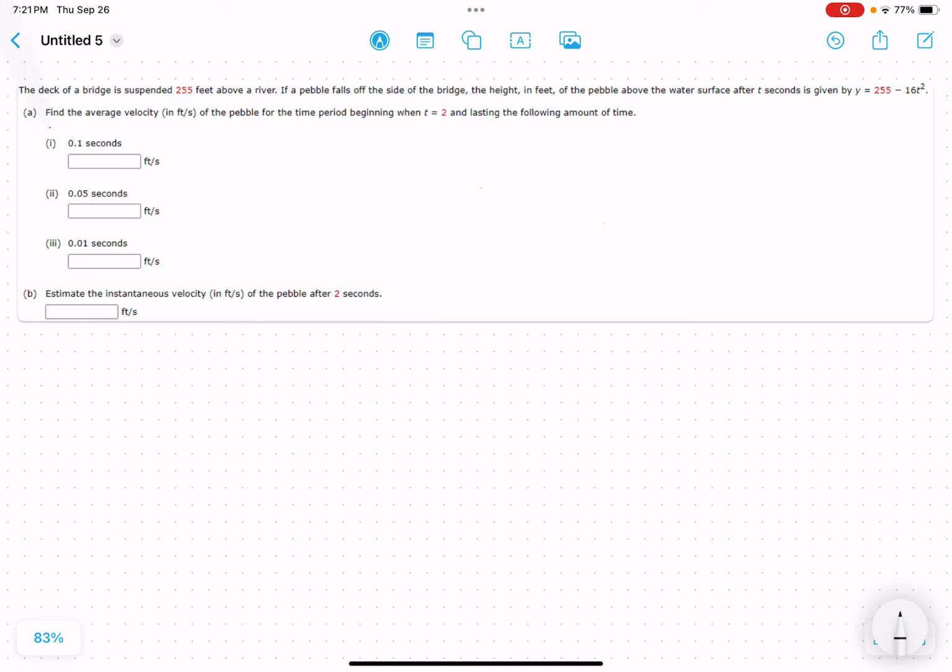To do part A, we're going to find the average velocity of the pebble for the time period beginning when time equals 2 and lasting the following amount of time. Starting off with the first equation, the first thing that you want to note is that there is an equation given over here in the top right, and you're going to be using this to plug in time equals 2. Time equals 2 is going to represent your first time variable, so we're going to do t1 is equal to 2, and when plugged into the equation, this is what you get.